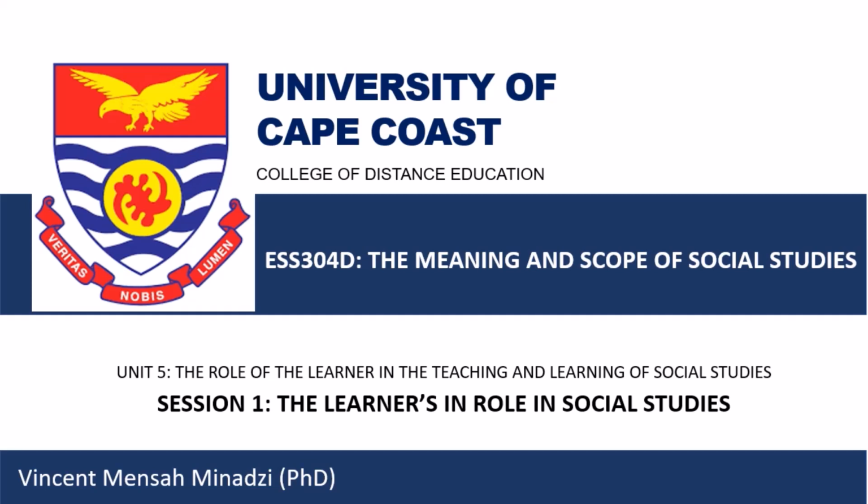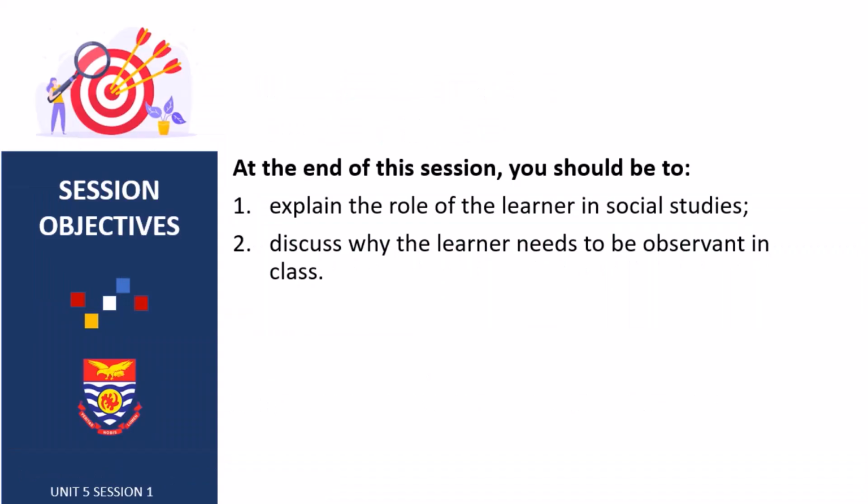We shall look at Section 1, which is on the learner's role in social studies. To continue, we shall briefly look at some objectives for this session. Objective 1 states that by the time we finish this session, you should be able to explain the role of the learner in social studies. Then 2, you should be able to discuss why the learner needs to be observant in class.